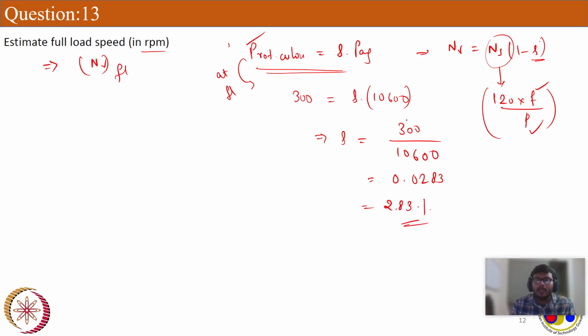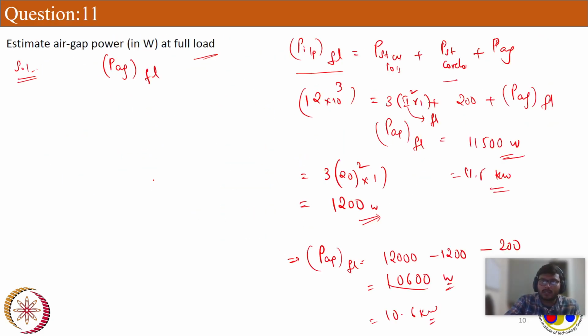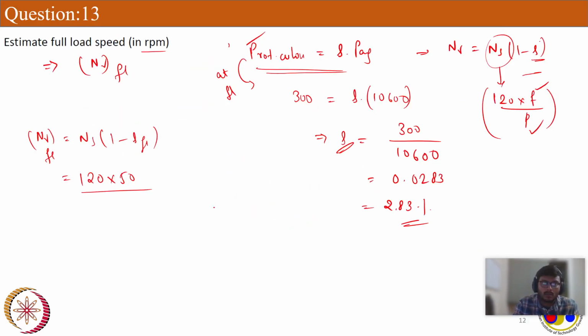Now it's simple. Substitute this S here and calculate NR. NR at full load is equal to NS into 1 minus the full load slip. Now NS is 120 into F by P. It's a 50 Hz machine and it is a 6 pole machine. So 120 times 50 by 6 into 1 minus 0.0283. So how much is this?